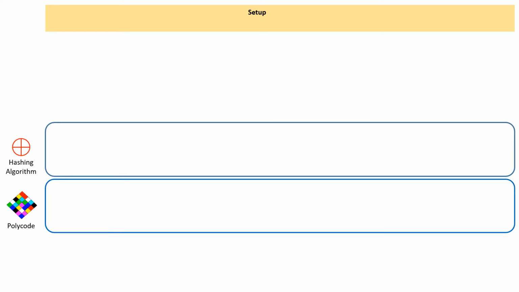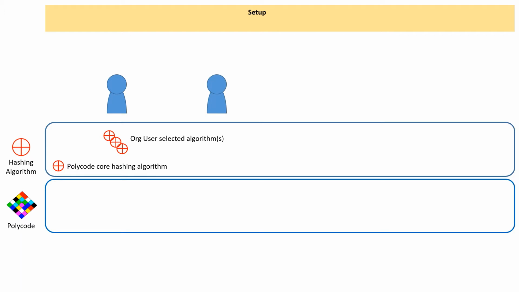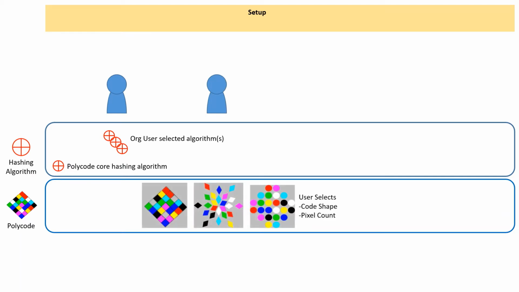Any organization using the Polycode technology will use the Polycode core software and its hashing algorithm. The using organization will be able to choose or create one or more hashing algorithms for their own use, as well as the particular shape and pixel count to use.